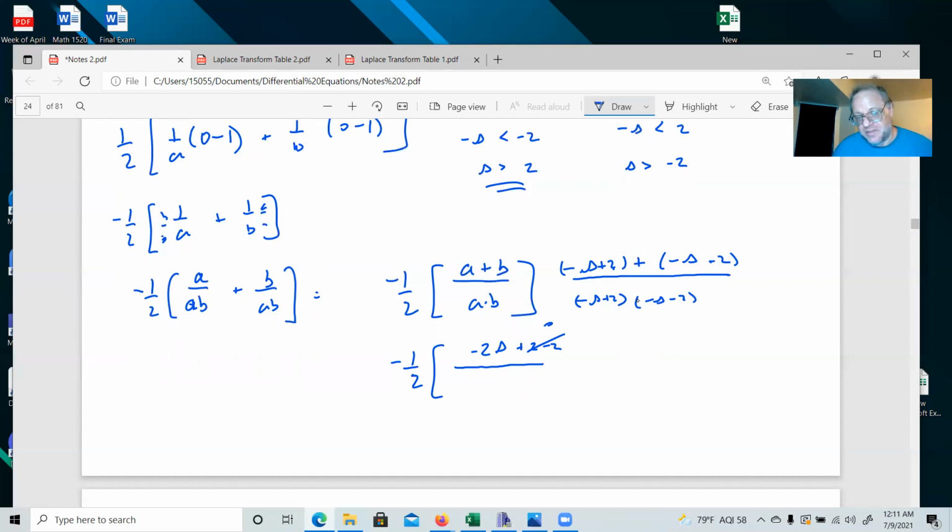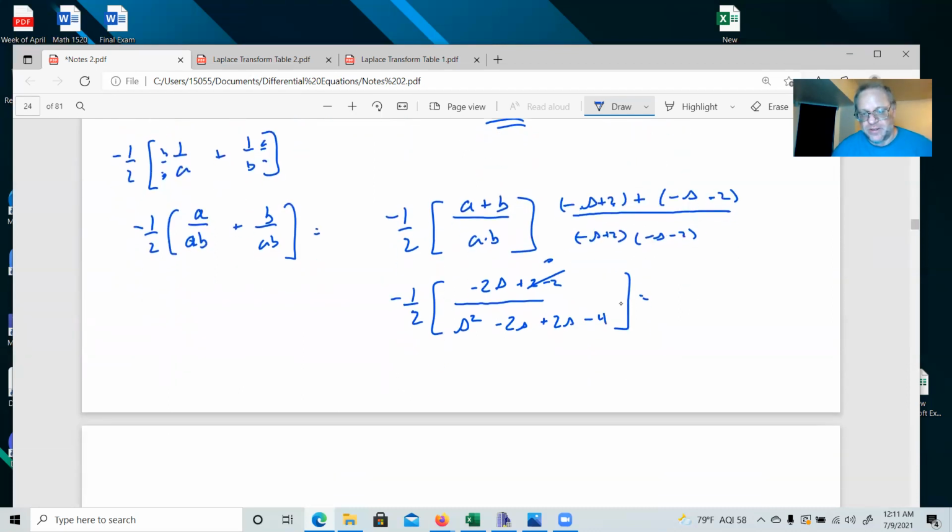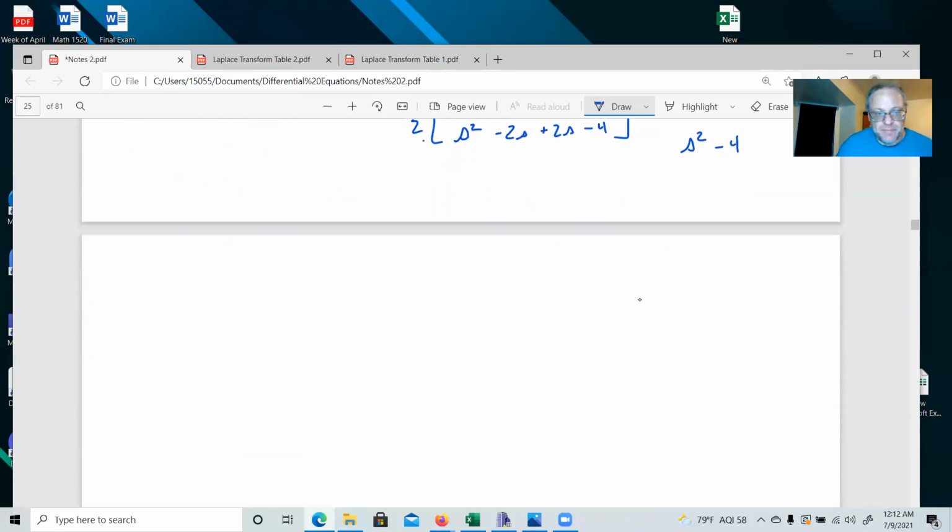Right? So negative s times negative s, that's s squared. We have minus 2s, right? You can see these are conjugates, right? Plus 2s. Okay, and then that's minus 4. So that's going to be the negative times this negative will make it positive. We have a 2 and a 2, so that's going to cancel. We have s over s squared minus 4. Okay, so the Laplace transform of hyperbolic cosine of 2t is equal to s over s squared minus 4.